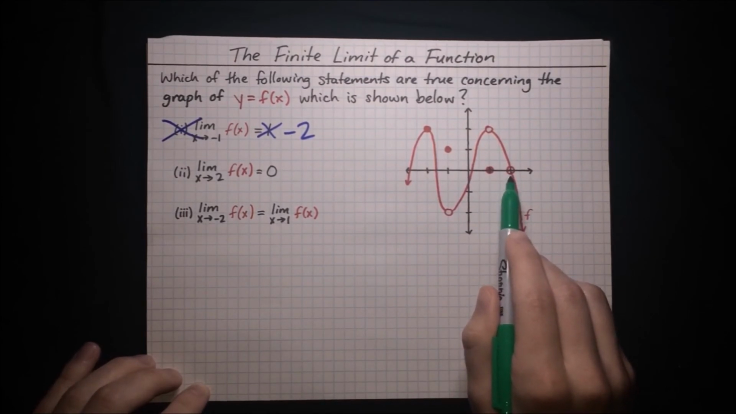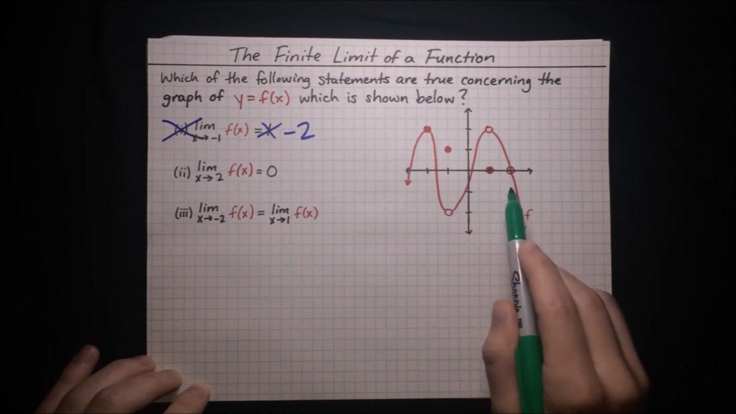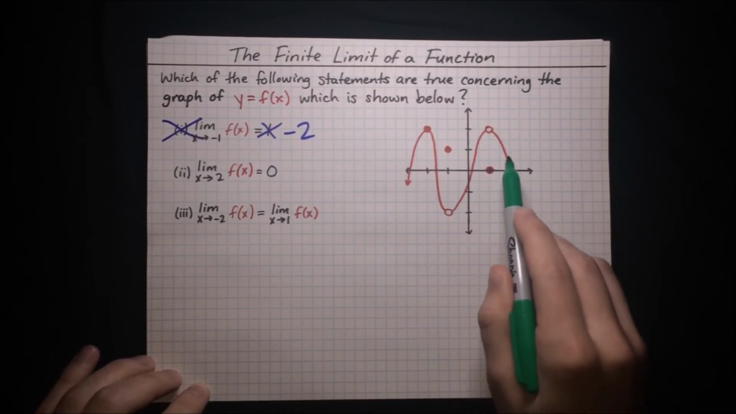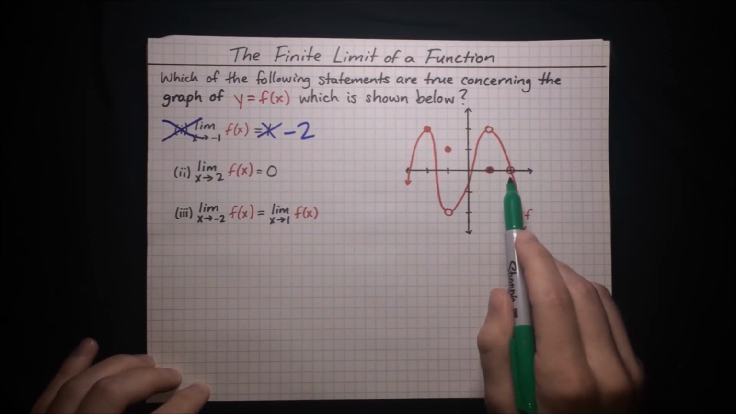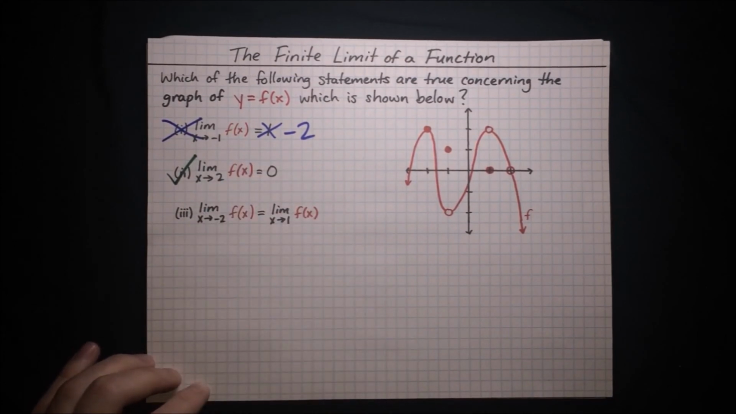Now, the function isn't actually defined at the point x equals 2. There's just an open circle, no closed circles anywhere below or above it. But that's totally fine, because we don't care what the function actually does at 2. We only care what the function does around 2. And around 2, it looks like the function is just about to hit the x-axis, which means a y value of 0. So yeah, this is totally true. The limit as x approaches 2 of f of x is equal to 0.